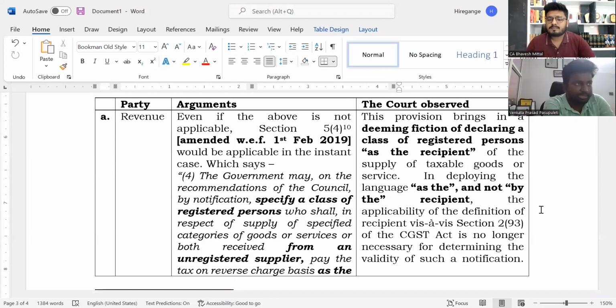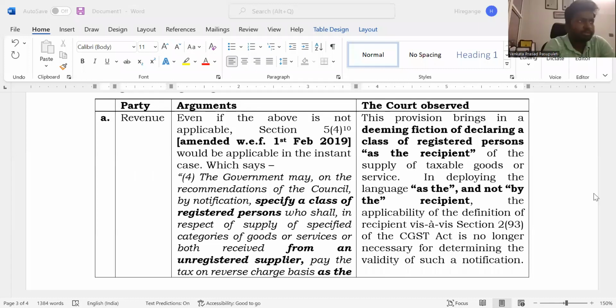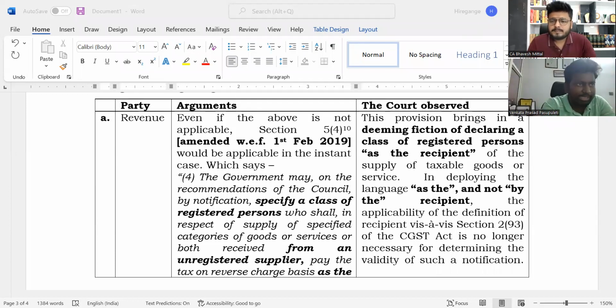Yes, the Supreme Court has also agreed with the department's argument, saying that though the reference to the section may be wrong, the source of power is still there in another section, that is section 5 subsection 4, which was amended with effect from 1st February 2019. The amended provision sufficiently gives the power to make not only the actual recipient but any other person a person liable for tax. They can deem it as a recipient of the supply and they can tax it.